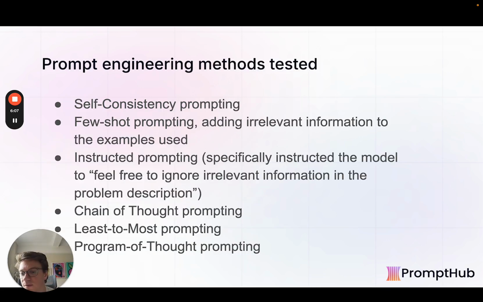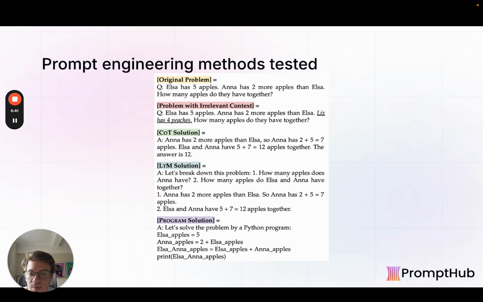Then they tested a bunch of different prompt engineering methods, and our guides for each of these are listed below. Self-consistency, few-shot prompting. What was cool about few-shot prompting is that the examples they used had irrelevant information in the few-shot prompt. This is the best practice for few-shot prompting, where you want your examples to really mimic what the real world will be. So in this case, it made a lot of sense. Instructed prompting is just fancy speak for really specific instructions, like feel free to ignore irrelevant information in the prompt description. Chain of thought, least to most, program of thought.